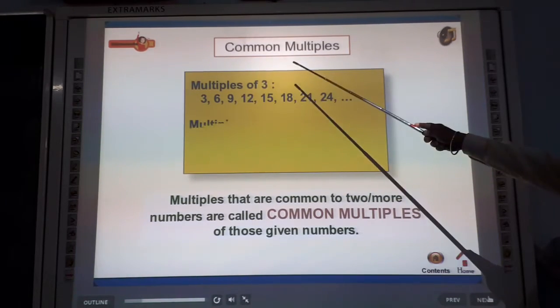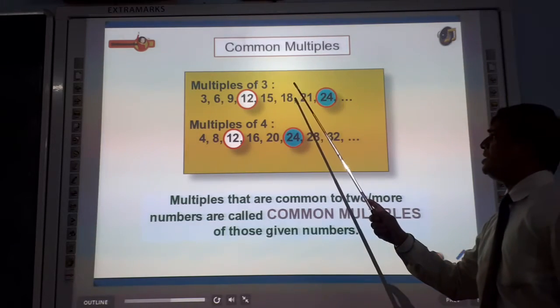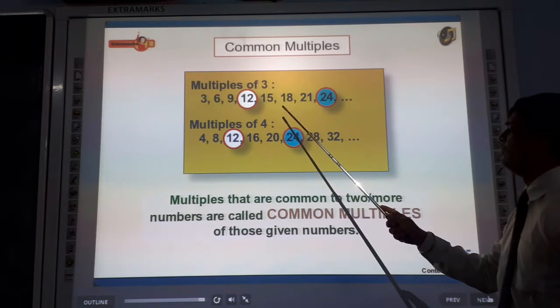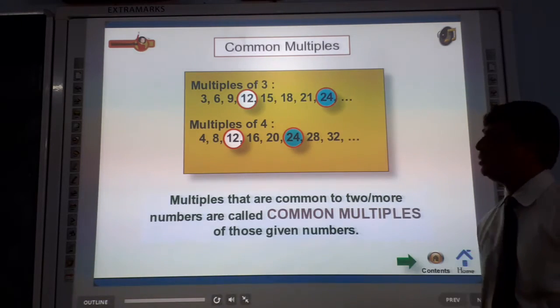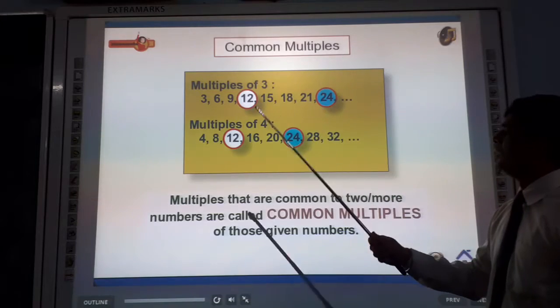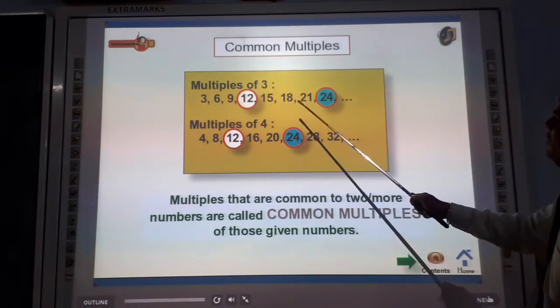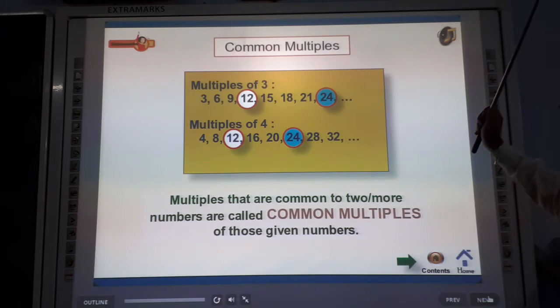Now next is common multiples. Multiples of 3 are 3, 6, 9, 12, 15, 18, 21, 24 and so on. This is multiples of 3. 3 twos are 6, 3 threes are 9, 3 fours are 12, 3 fives are 15, 3 sixes are 18, 3 sevens are 21 and 3 eights are 24.